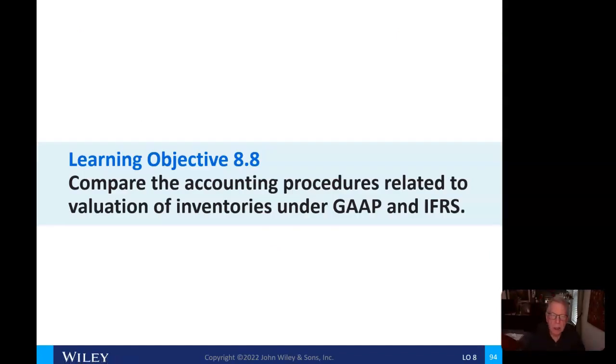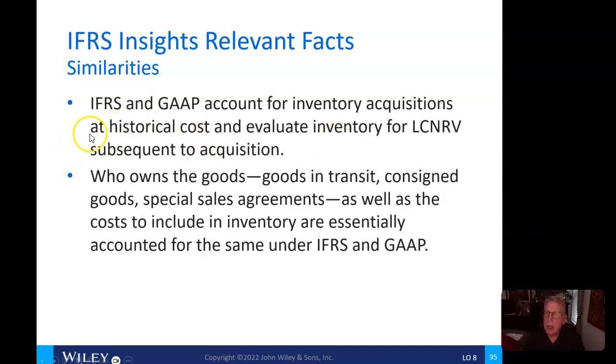All right, now we'll take a look at comparing GAAP to IFRS and how we value inventories under those two systems. Okay, similarities. IFRS and GAAP account for inventory acquisitions at historical cost and evaluate inventory for lower of cost or net realizable value subsequent to acquisition. Who owns the goods? Goods in transit, consigned goods, special sales agreements, as well as the cost to include in inventory are essentially the same as accounted for under IFRS and GAAP.